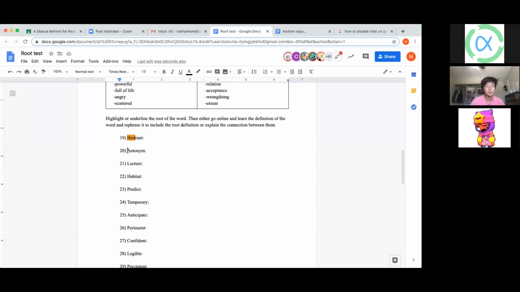Antonym. Ant is here again. Ant means against. An antonym is a word that means the opposite of another word. For instance, happy and sad are antonyms. The connection there would be their words against other words. Lecture. Lec would be the root here, which means speaking or talking, so a lecture would be when you're talking. Sorry, today we're not going to get a break just because we took a test and we have to get through these answers.